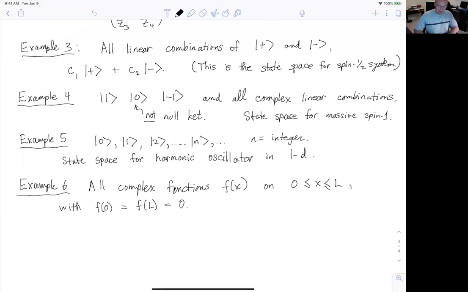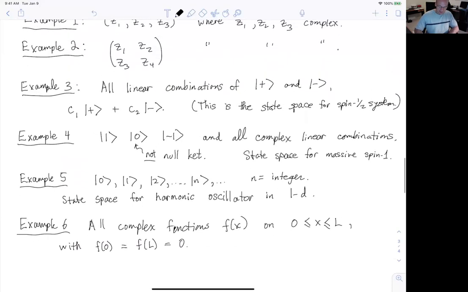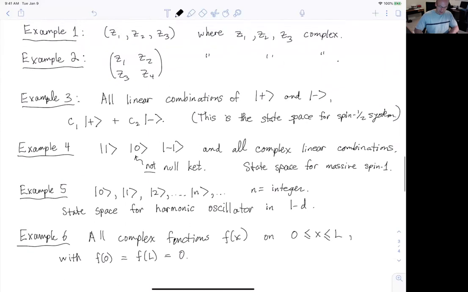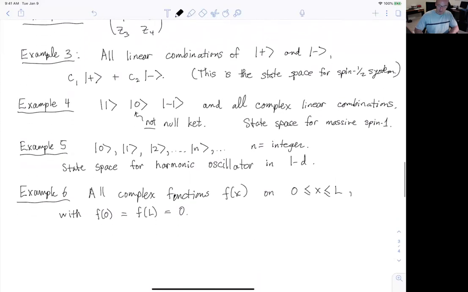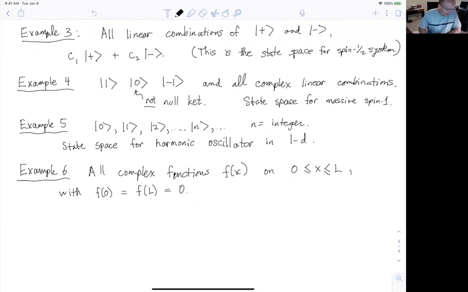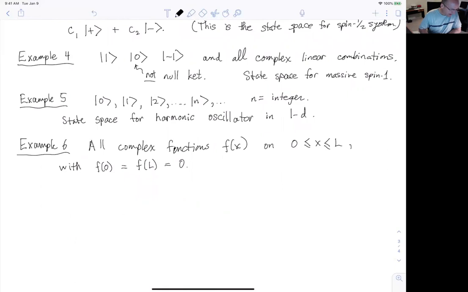Okay, so some of these examples are written in ket language, 3, 4, and 5 were written in ket language. Examples 1, 2, and 6 were just sort of written as objects that you can manipulate. But if you want to, you can go through all the things in the definition of a complex vector space and show that, in fact, everything is satisfied and this all works. Okay, so that's the definition of a complex linear vector space. Now we can talk about linear independence.